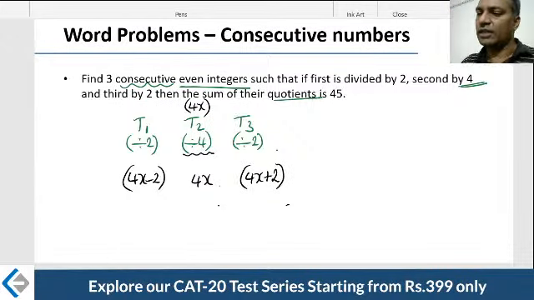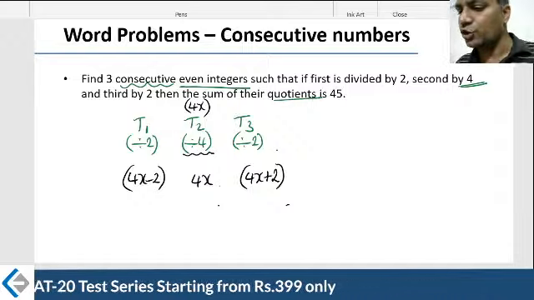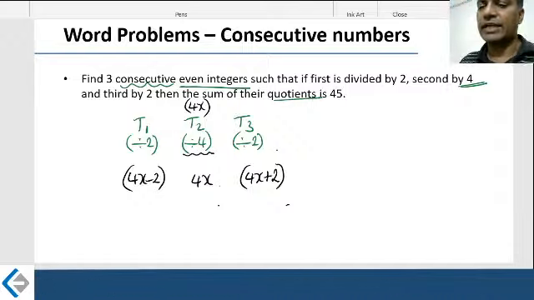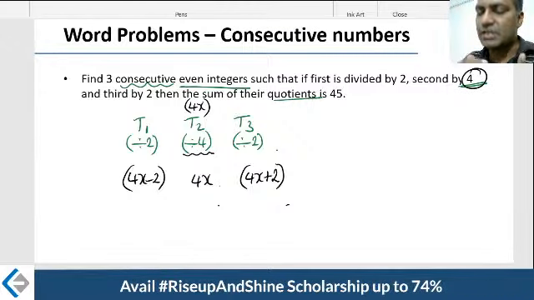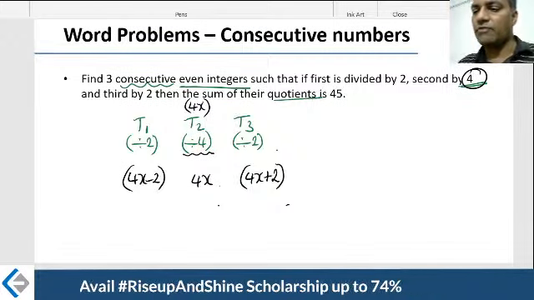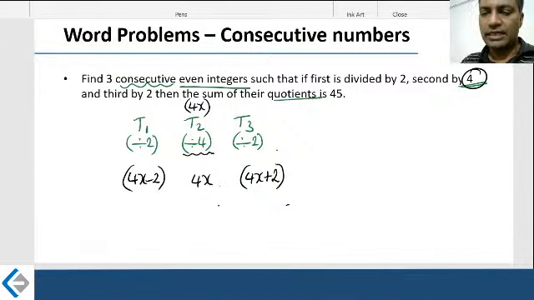It's an easier way, versus the traditional approach. Sure, you can take the middle number as x, the number before that as x minus 2, and the number after that as x plus 2. You can do that, but I would like to take the middle term as 4x because the author only said that the middle term is divisible by 4. If it is divisible by 4, then let me take it as 4x itself. Therefore, the term before that I will take as 4x minus 2, and the term after that as 4x plus 2. Right? This is how I will take it.